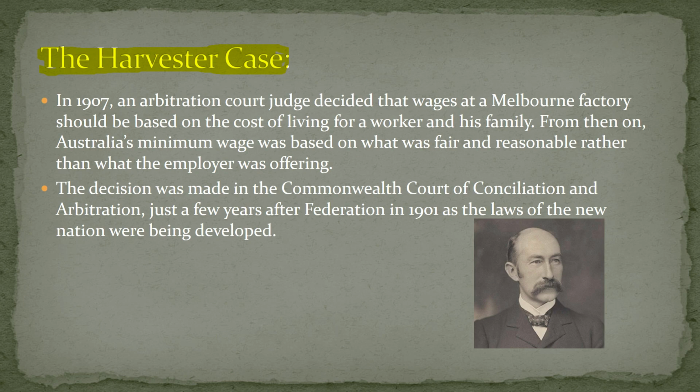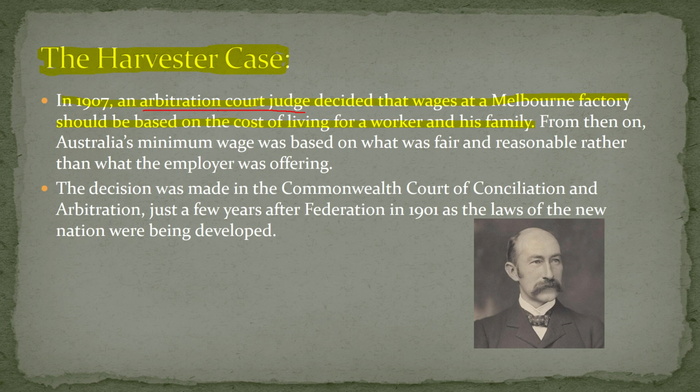Now, in 1917, an arbitration court judge decided that wages at a Melbourne factory should be based on the cost of living for a worker and his family. Before we move on, what is the meaning of arbitration? Arbitration, or an arbitration court judge, basically means they hear both cases and they give the final decision. So in this case, it would be the Melbourne factory owner and the workers, and they would hear both sides and make the ruling.